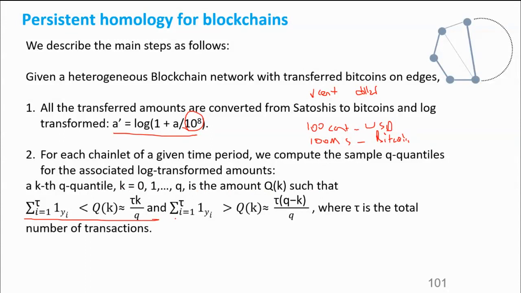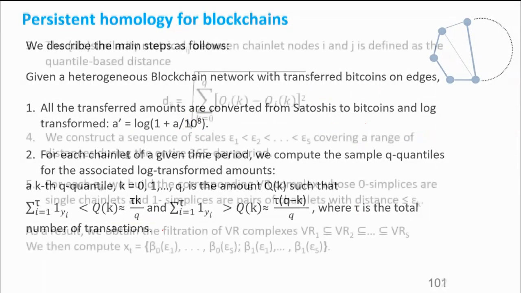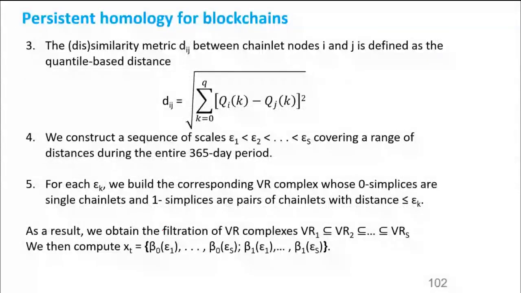Okay. And similarly, this tau here is the total number of transactions. So we are looking at the amounts and so on. This detail is not that important. What is important is that we are defining the similarity between chainlet nodes in a quantile-based distance. And then we construct a sequence of scales over the chainlet graph.